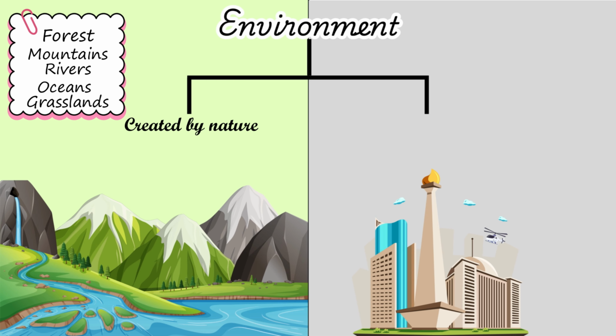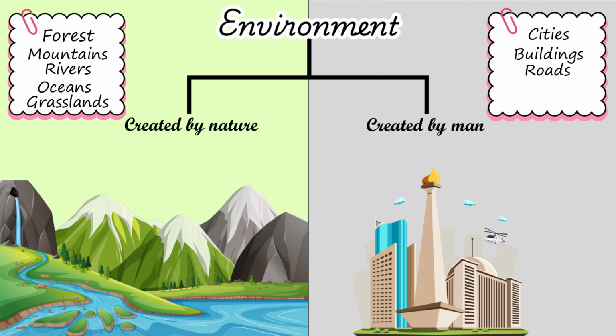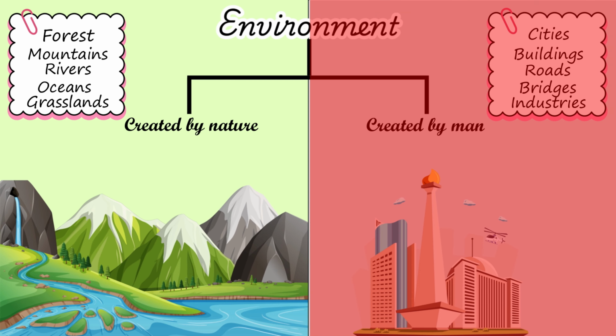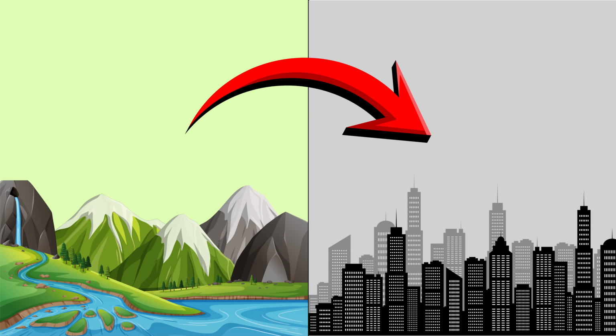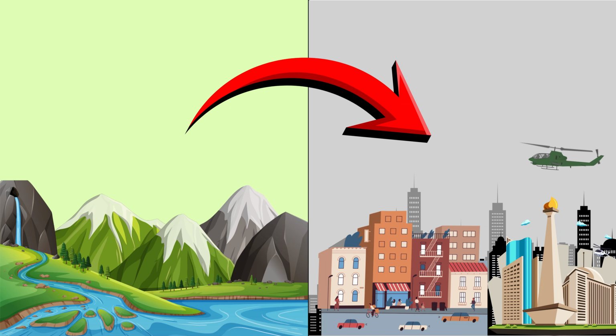But on the other hand, man-made environment or artificial environment is created by humans, and it is controlled and modified to meet human needs. This includes cities, buildings, roads, bridges, industries, and dams, all man-made structures. And this is where things go wrong. So basically what happened is, by modifying the natural environment to fit the needs of human civilization, humans have destroyed all the components of the environment. And this is the root cause of climate change.